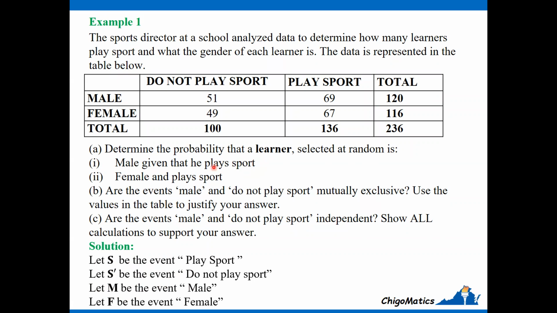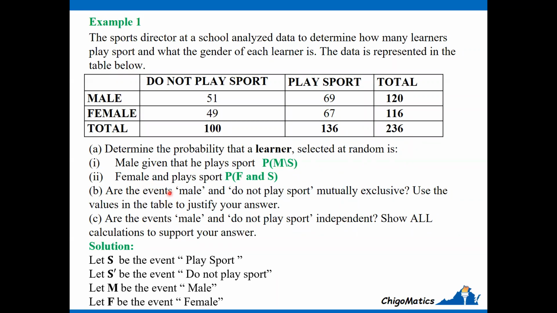So to do that, all it means is we are saying the probability of male given that he plays sport. That is what is being said here. And in symbol, we write it like this. This is the probability that we want to find. Then female and plays sport. That means we are simply going to say probability of F and S for sport. So this symbol represents this statement. Then we go to B.